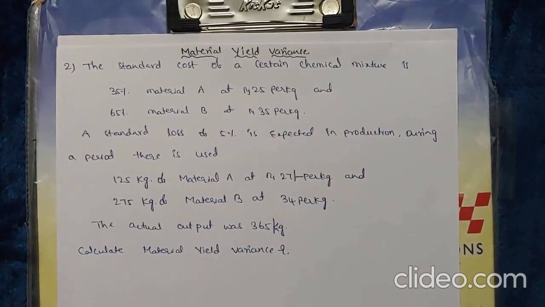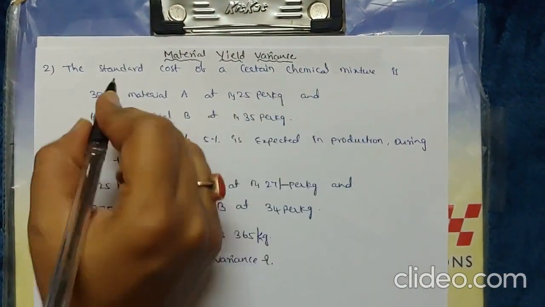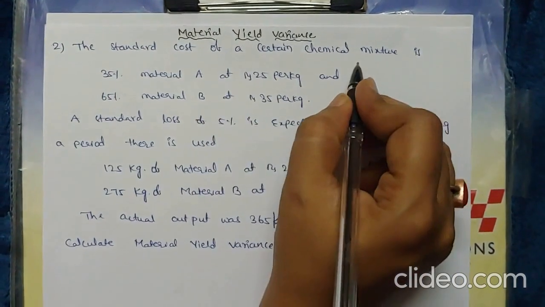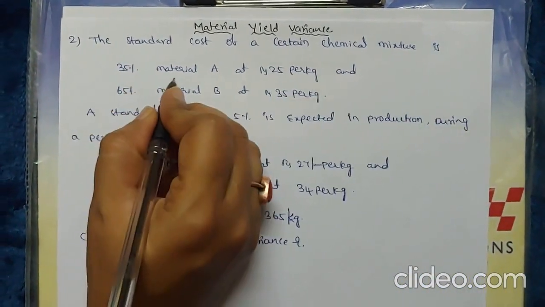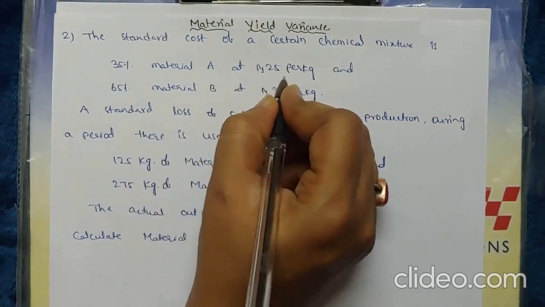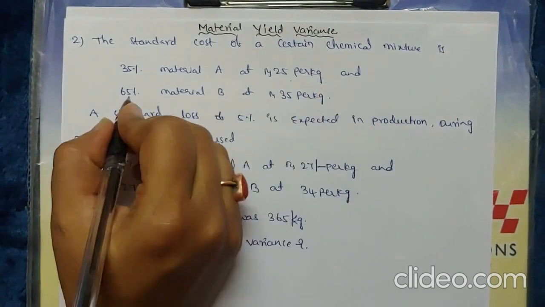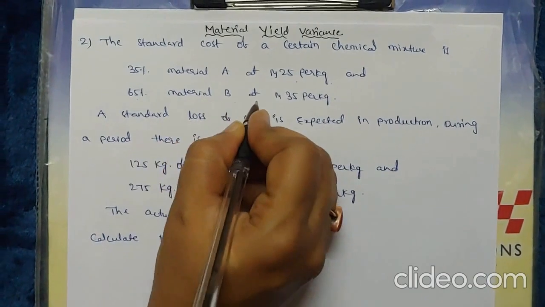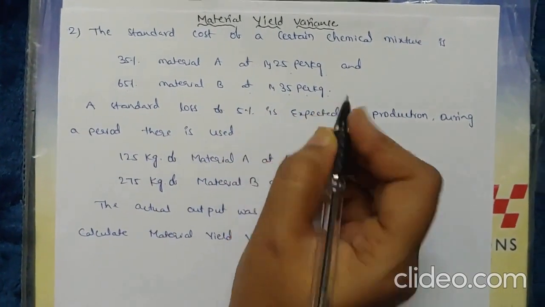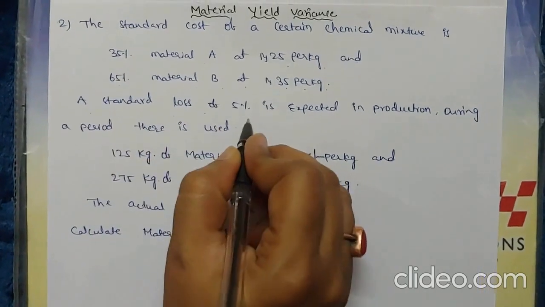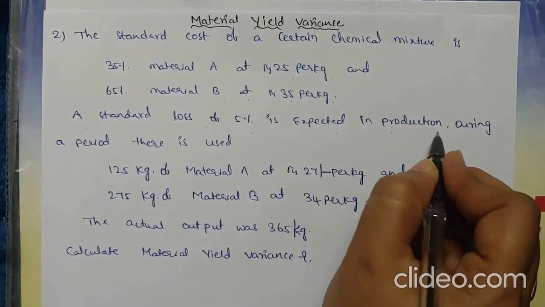Let's have another example of material yield variance. The standard cost of a certain chemical mixture is 35% material A at 25 rupees per kg and 65% material B at 35 rupees per kg. A standard loss of 5% is expected in production.